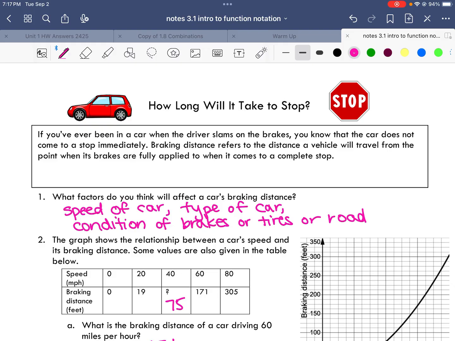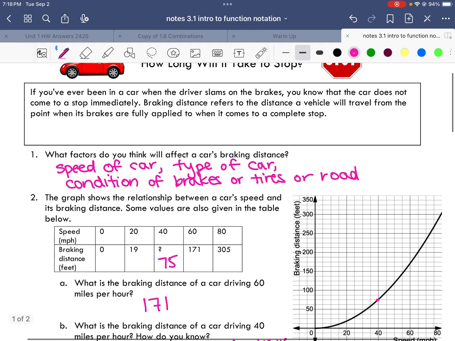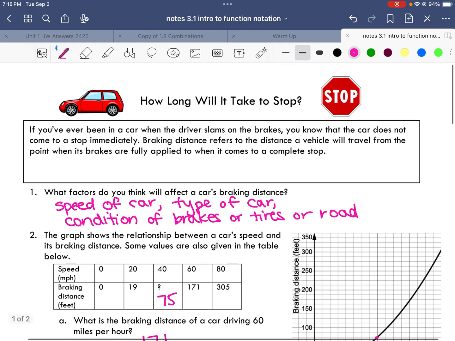So this problem was all about how long does it take to stop your car? And that's dependent on how fast you are going, which of course makes sense, right? The faster you're going, the longer it's going to take to stop. So question 1 could have a variety of answers. There's not a right or a wrong. What are the factors that you think affect a car's braking distance? What would impact that, right?